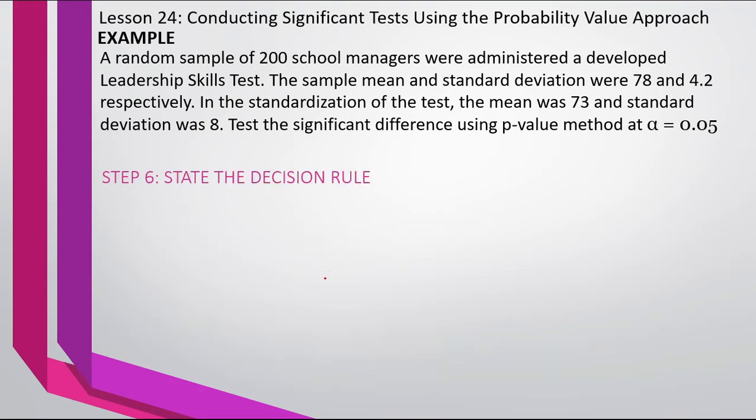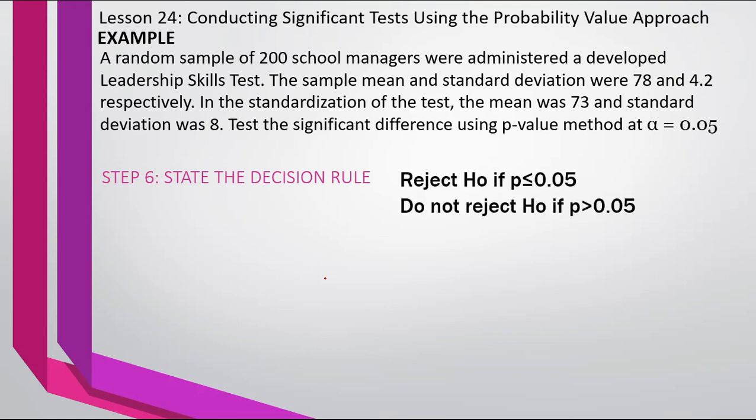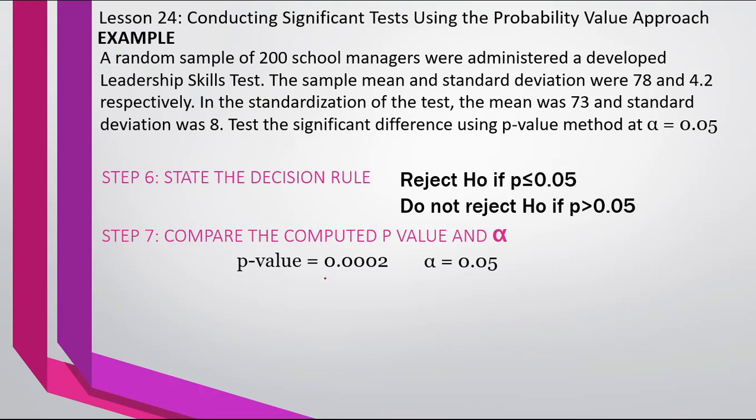Next, let us state the decision rule. So, paano ba ito sa decision rule? Again, anong decision rule natin? We reject the null hypothesis if the p-value is less than 0.05. Otherwise, we accept it. Okay? So, ano nang kailangan natin dito? Kukumpara lang natin yung p-value sa alpha. Compute natin p-value, 0.0002. Alpha natin is 0.05.